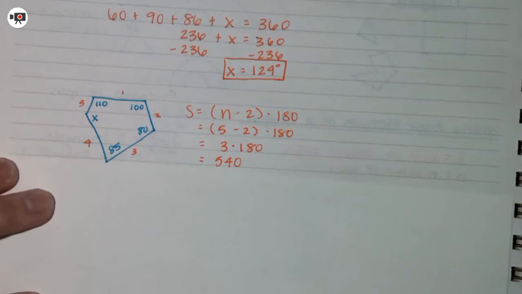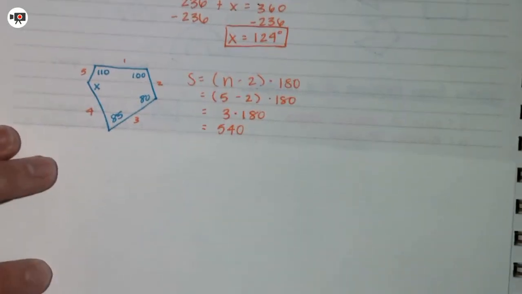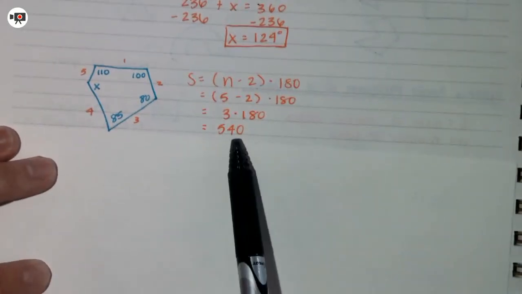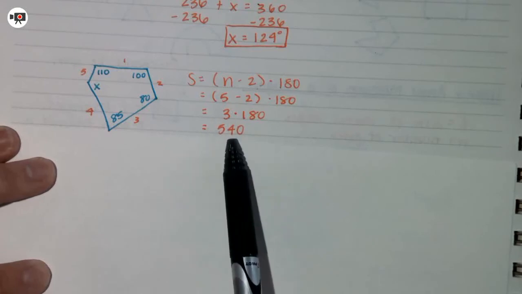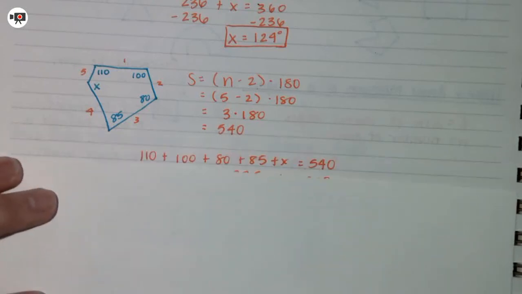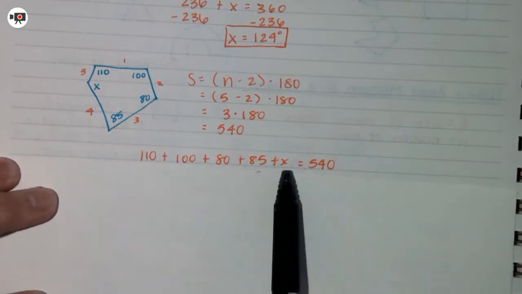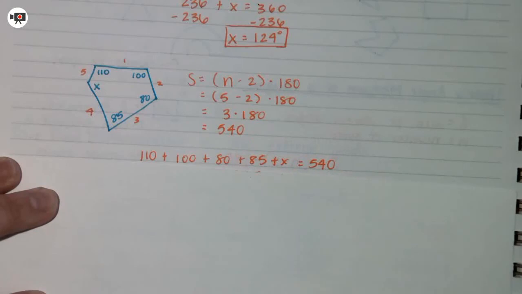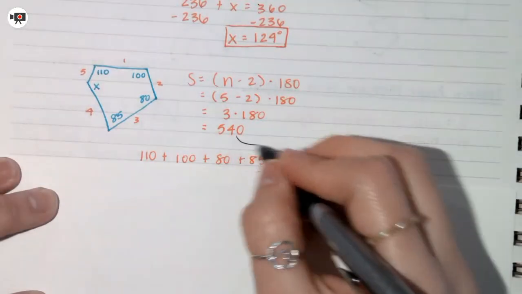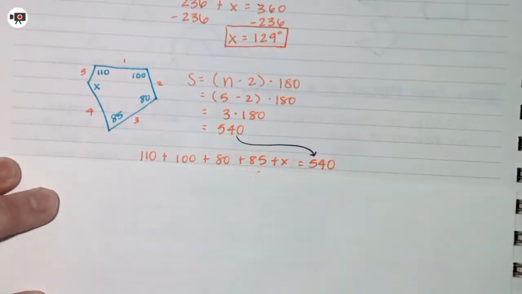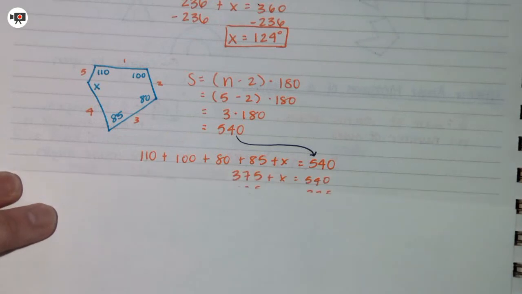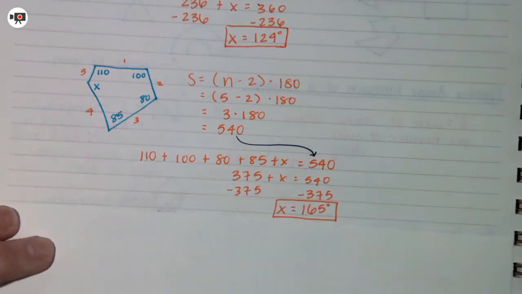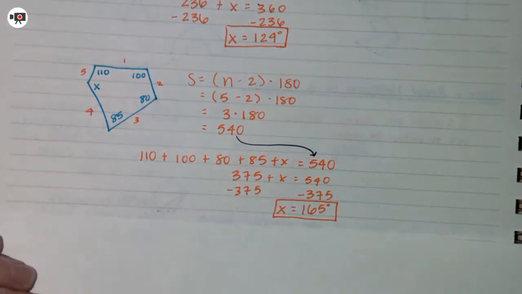If I have this pentagon, the inside of a pentagon adds to 540. Put all my angles that it tells me, including the one I don't know, and set it equal to S. So I set it equal, this goes here, and then solve for X, and X is 165.